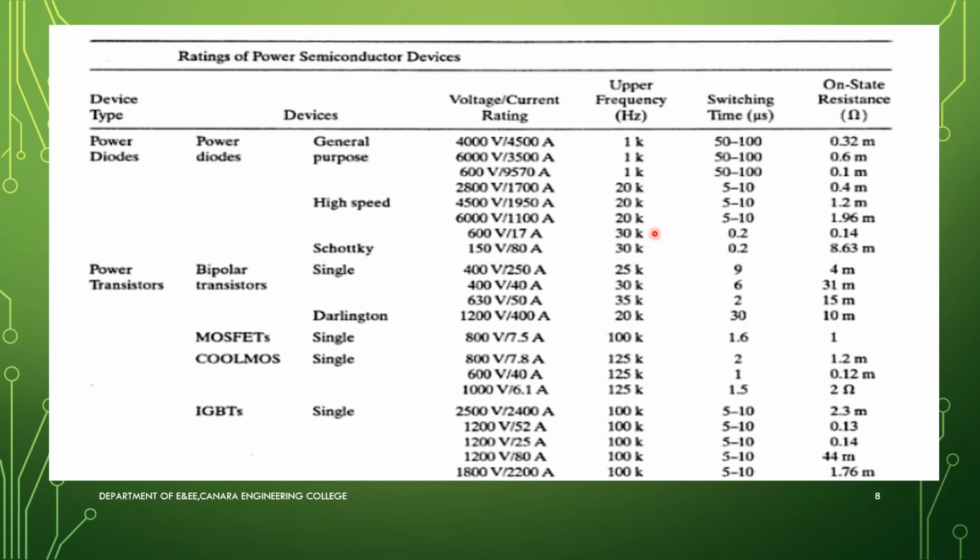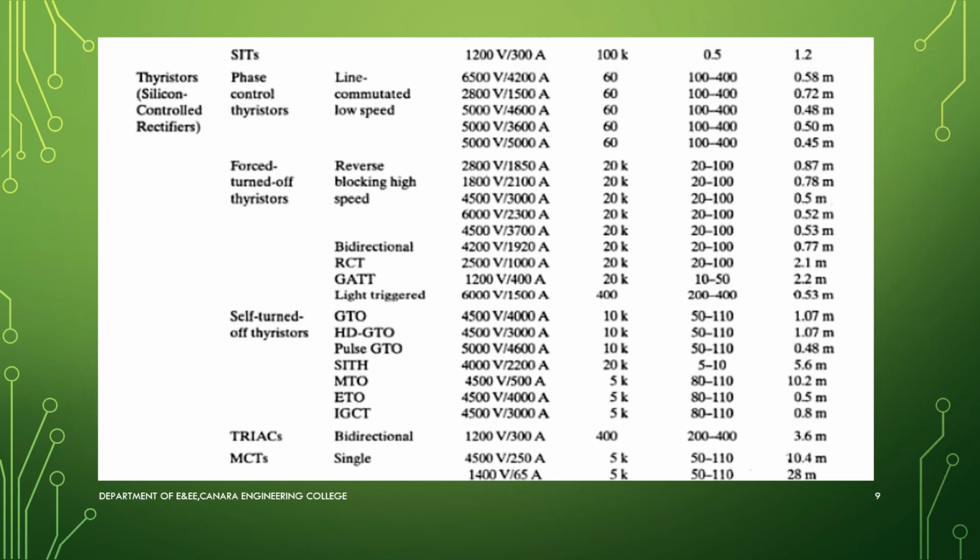Next is the ratings. So in this table you can observe the typical voltage and current ratings and the upper frequency and switching time of power diodes, power transistors and thyristors. Hope this concept is clear to you.